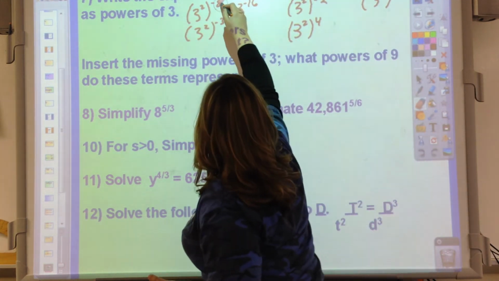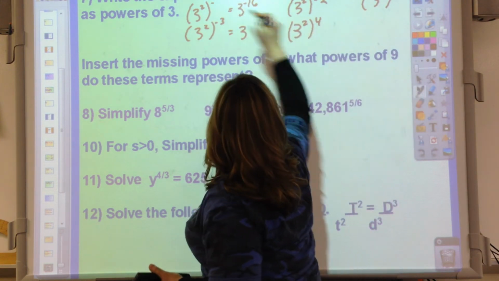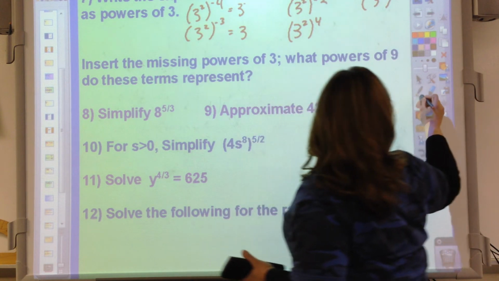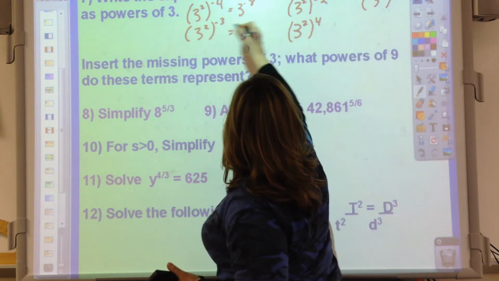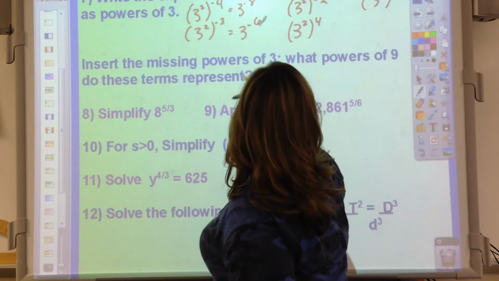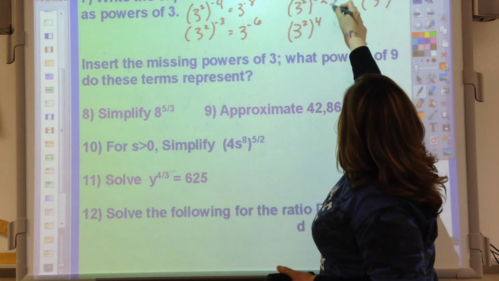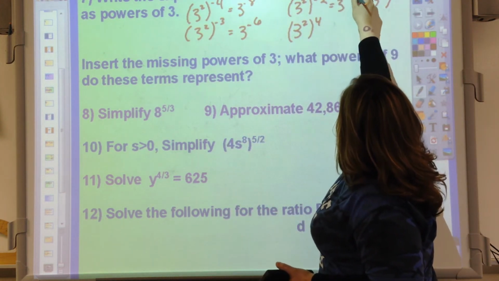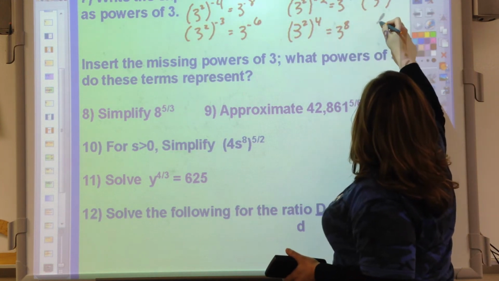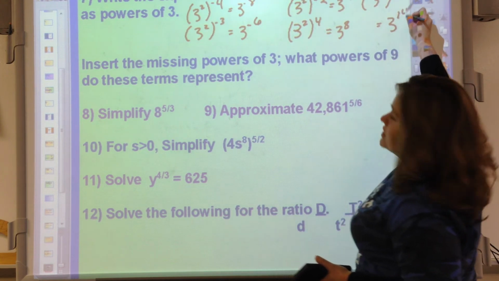Sorry, this should have been a 4. Can't read my own handwriting. Sorry. 2 times 4 is 8. Here I get 6. Here I'm going to get 3 to the -4th. Here I get 3 to the 8th. And finally over here I get 3 to the 14th.